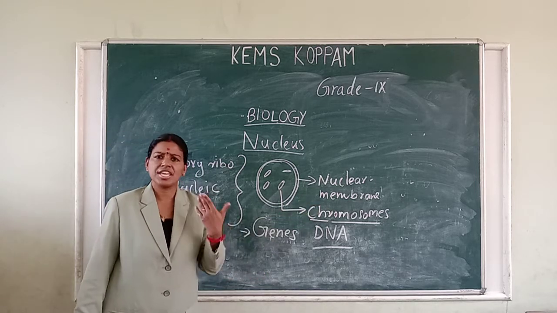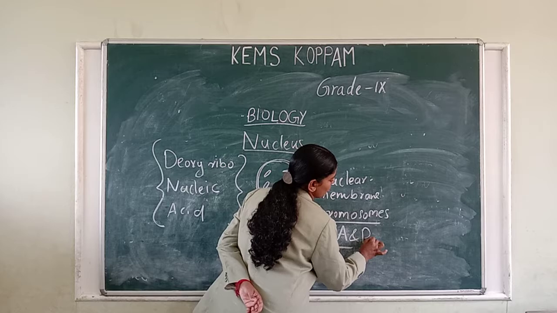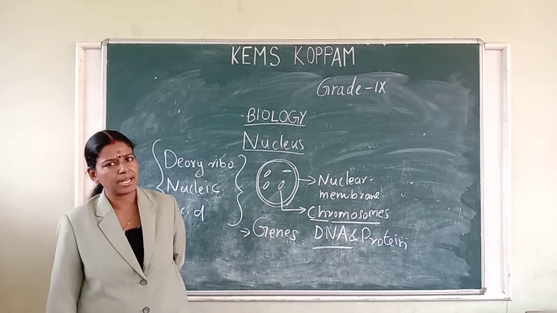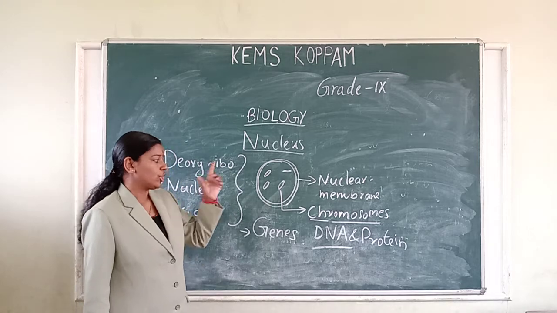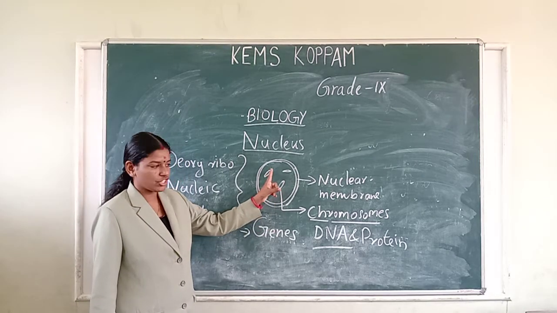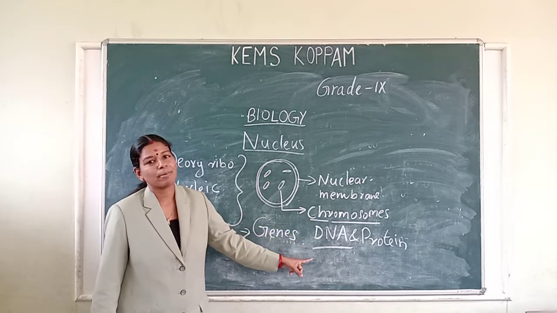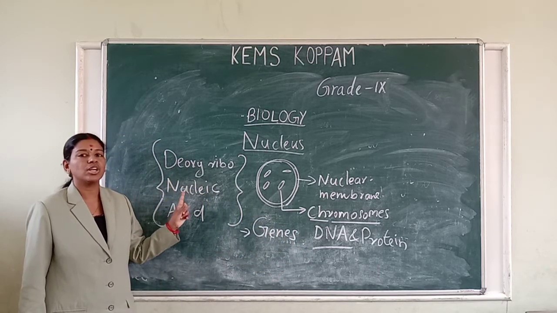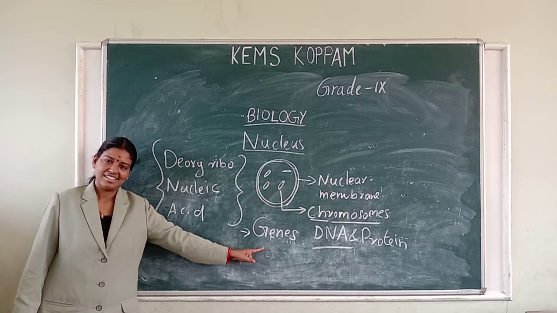In other words, a chromosome is made up of DNA and protein. What is made up of DNA and protein? Chromosome. So I told you about the nuclear membrane, rod-shaped structures called chromosomes. Then I told you chromosomes are made up of DNA and protein. DNA is nothing but deoxyribonucleic acid. It contains functional units called genes. Is that clear?